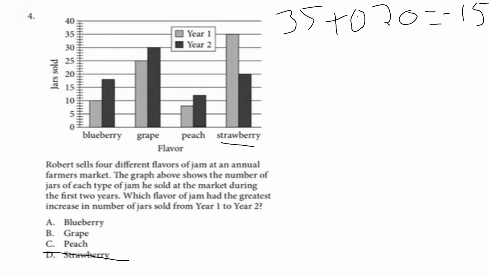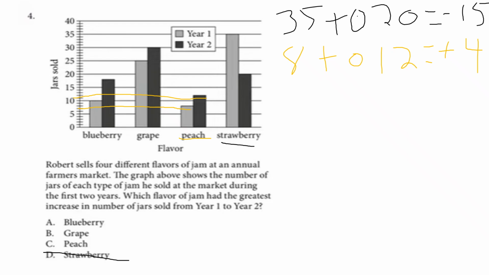The next one we can do, let's do peach. So peach in year 1 looks like it is about 8. So it went from 8 to about 12. So that means that the peach has a +4, or it increased by 4 from year 1 to year 2. So that could still be in the running, so I'm not going to X out the peach.